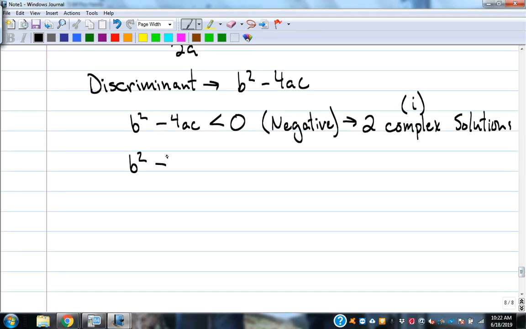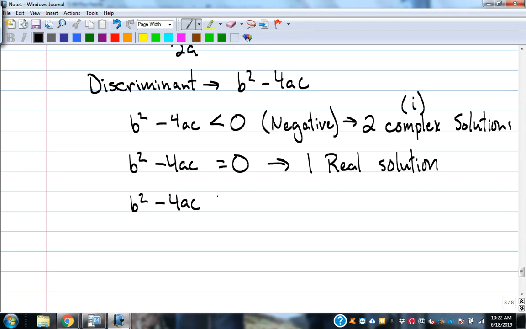If b squared minus 4ac is equal to 0, that means we're going to have one real solution. One real solution. And then the last case is, what if it's greater than 0? Or it's a positive number? There we'll have two real solutions.